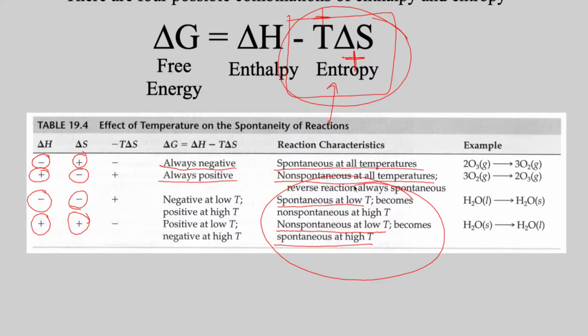Guys, the question that we now need to answer is, what's the tripping point? At what temperature do these reactions change from spontaneous to non-spontaneous and vice versa? So guys, in order to answer that question, let me see if there's an example in the book, and if not, we'll just make one up.